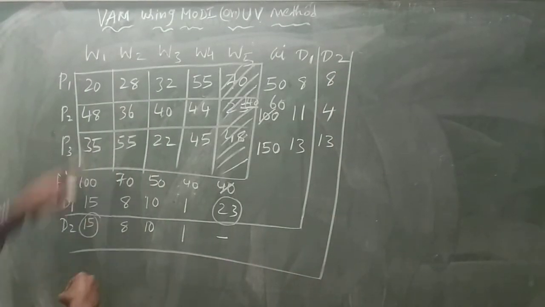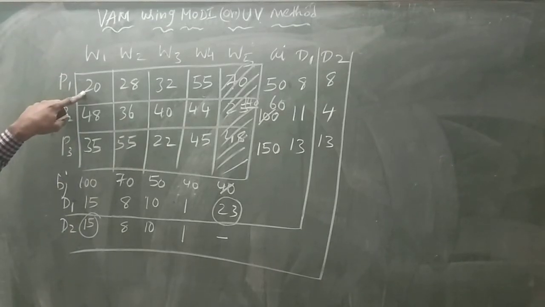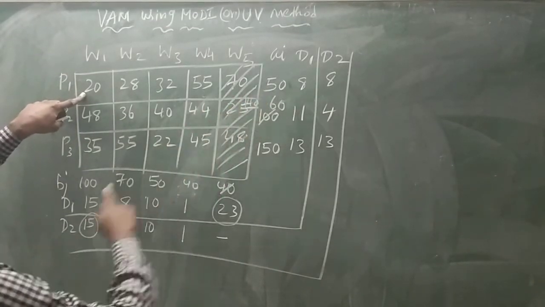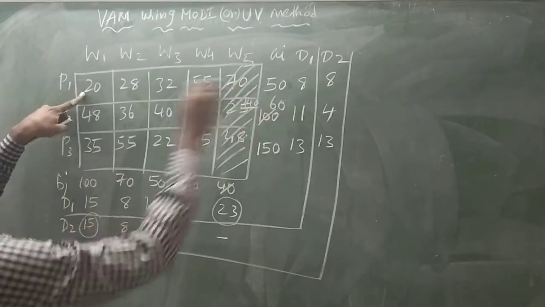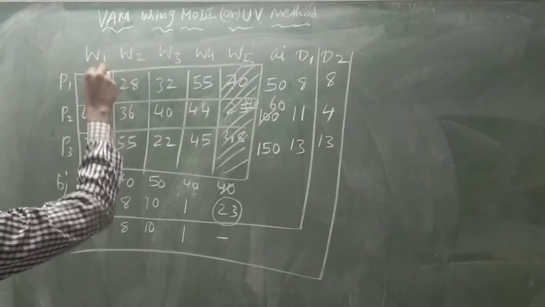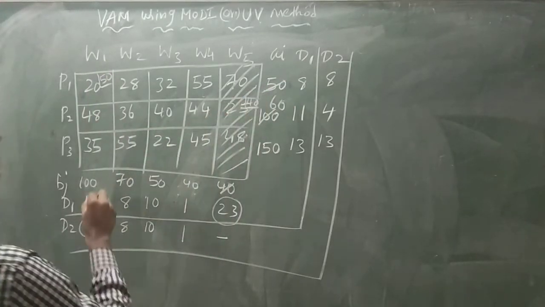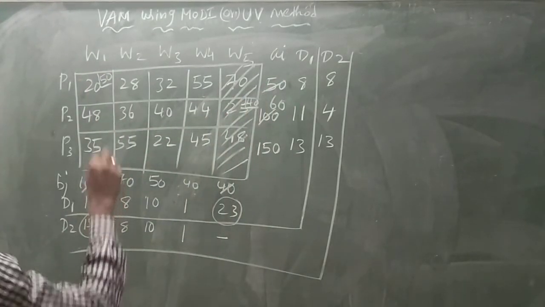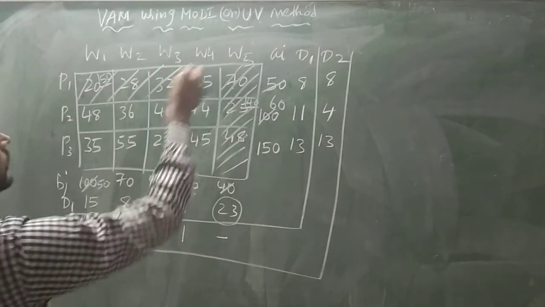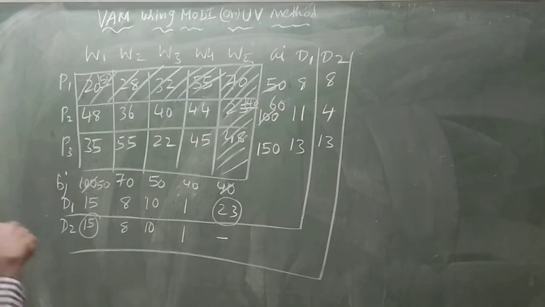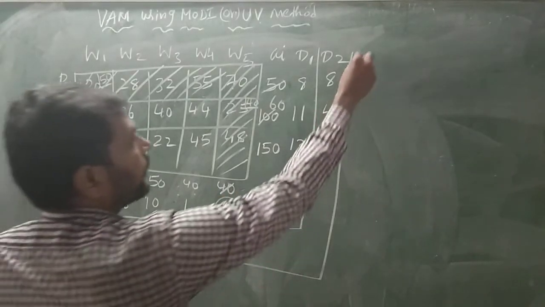15 is the first column. In the first column, the least value is 20. Comparing Ai and Bj, A is 50, Bj is 100. So the least value is 50. So I enter 50 here. After that I subtract this, remaining 50. So in this row there is no remaining value. I strike out the entire row.